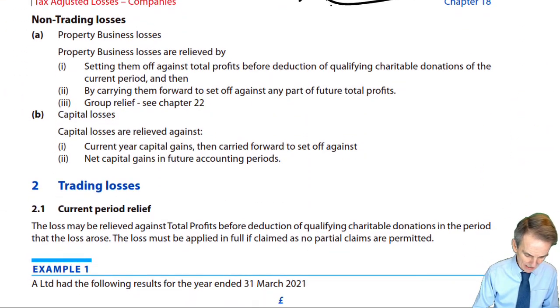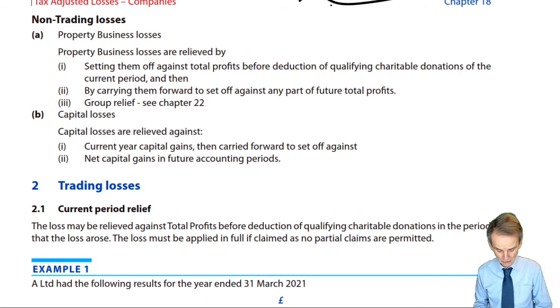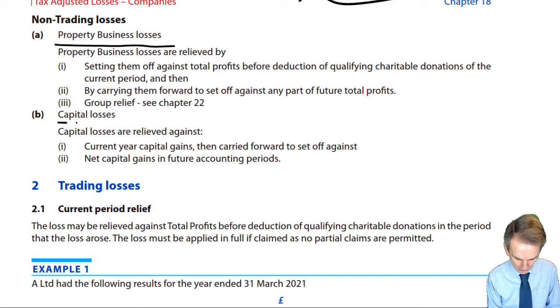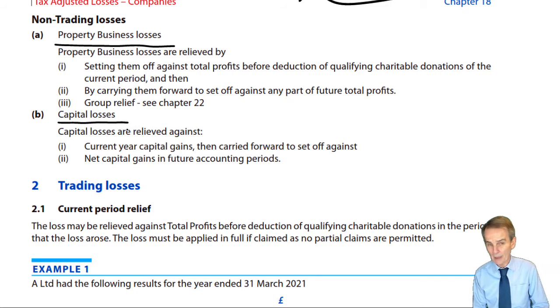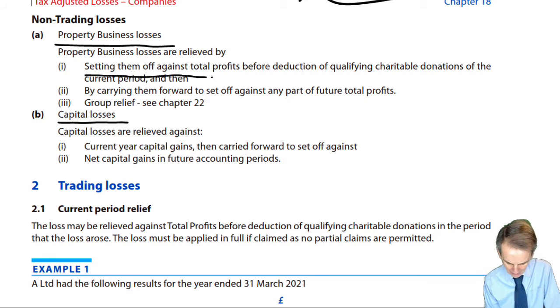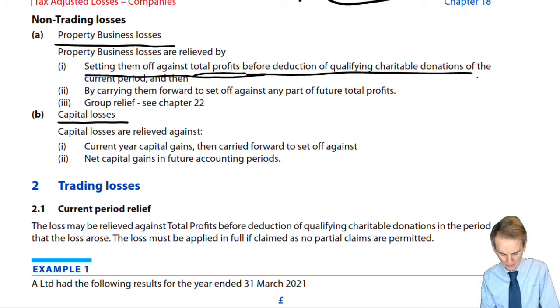Moving on from the trading losses, and we'll focus our attention on examples on that in a moment's time. Non-trading losses, we mentioned those at our point of our introduction: property business losses and capital losses, and those we have already dealt with in terms of our first introduction to the corporate tax computation in Chapter 16. Remember how you get a property business loss: more allowable expenses incurred than a property income accrued. They must then be set off against total profits, which again, as you know, is before the deduction of those qualifying charitable donations of the current period.